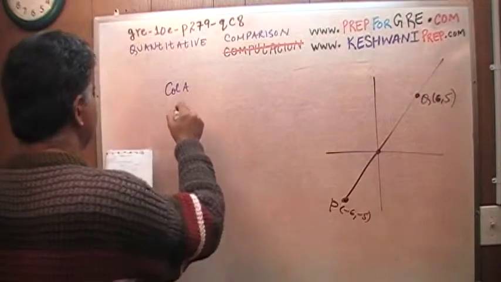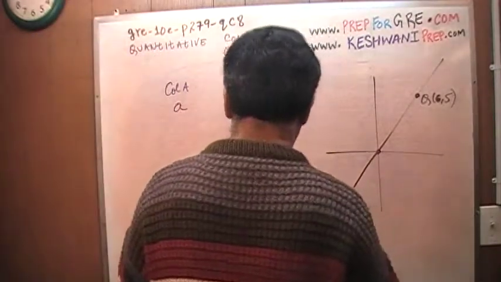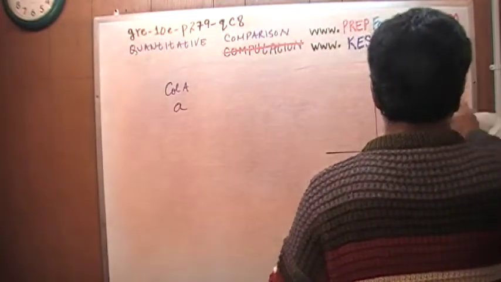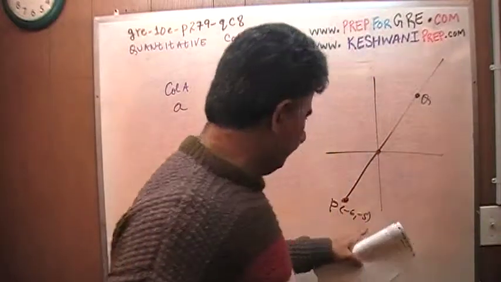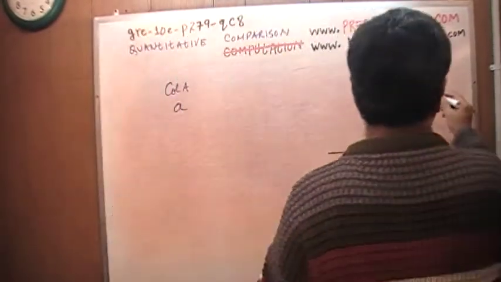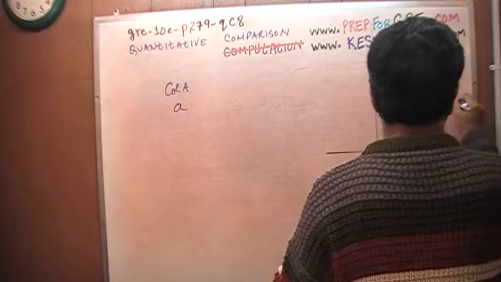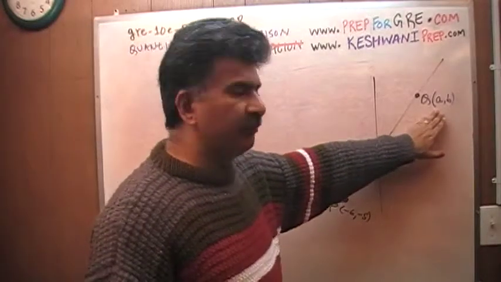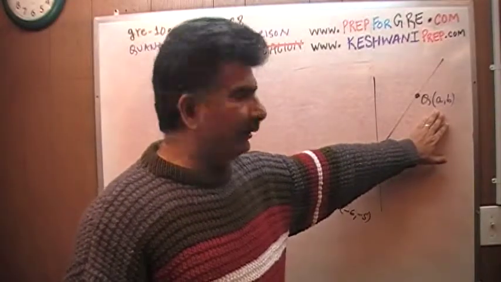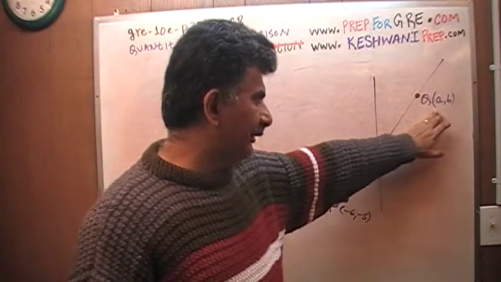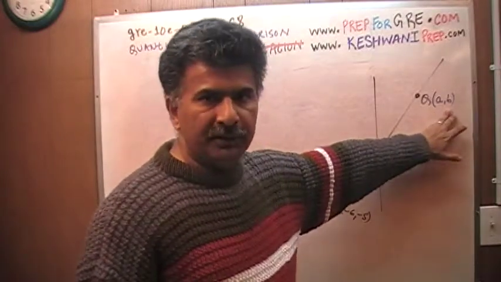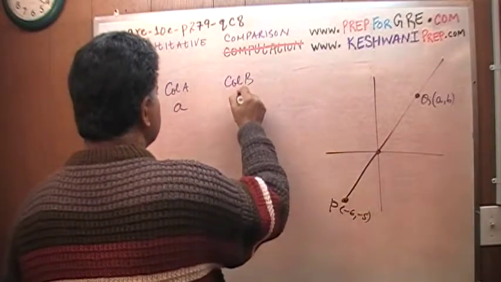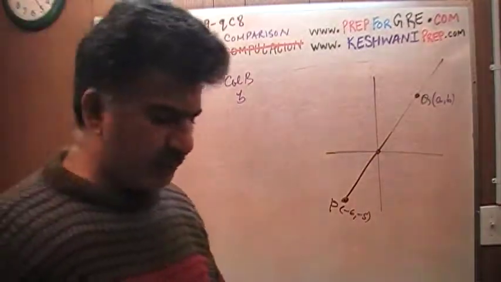In column A, they give you the quantity A. Oh geez, it's not 6 and 5, it's A and B. 6 and 5 was over here. They want you to compare, in column A, the x coordinate of point Q, which is A, and in column B, the y coordinate of point Q, which is B. They just want you to compare and tell them which quantity is bigger.